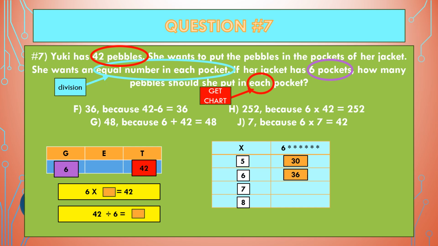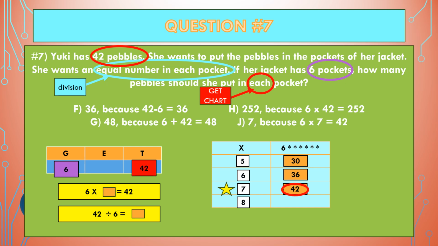30 plus 6 is 36. And 36 plus 6 is 42. Well, wait, that's my total, so I stop and circle it. That means that the number next to 42 is my answer. Hi there, 7. 7's my answer.